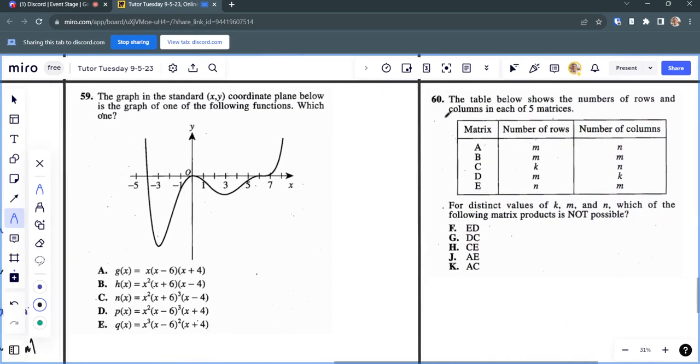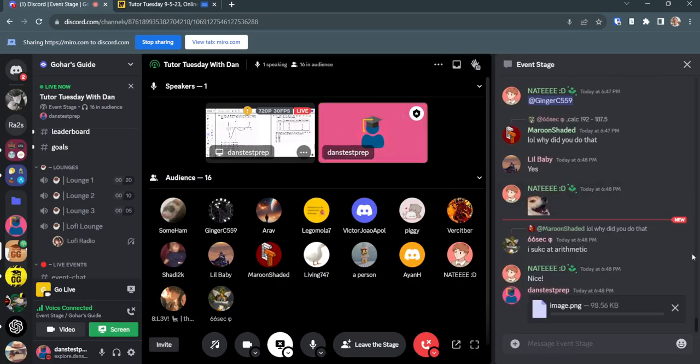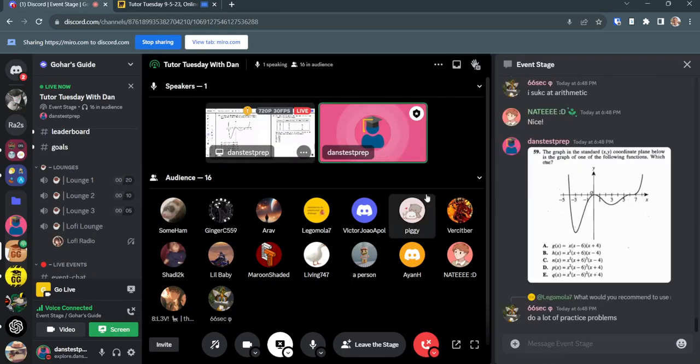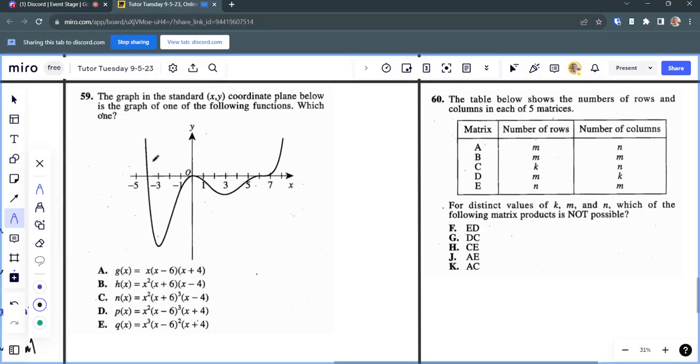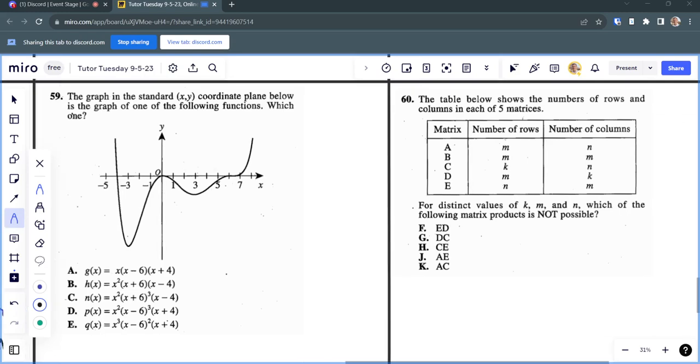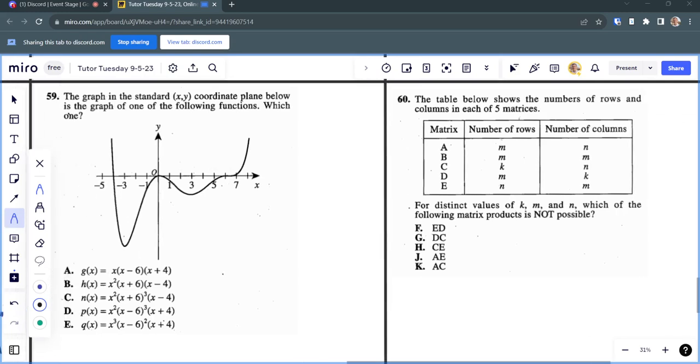Cool. So I guess that means we can move on to our next ACT math problem. This one looks like a fun one. It's got to do with graphing the equation. 59. The graph in the standard xy coordinate plane below is the graph of one of the following functions. Which one? Doesn't look too bad, but we do have to know about our functions and multiplicity as well.